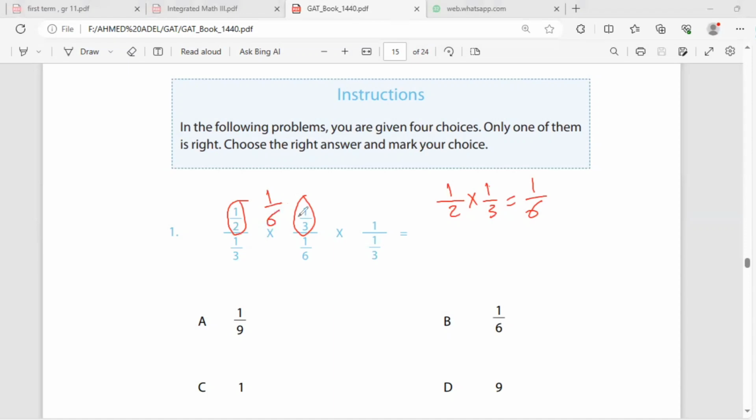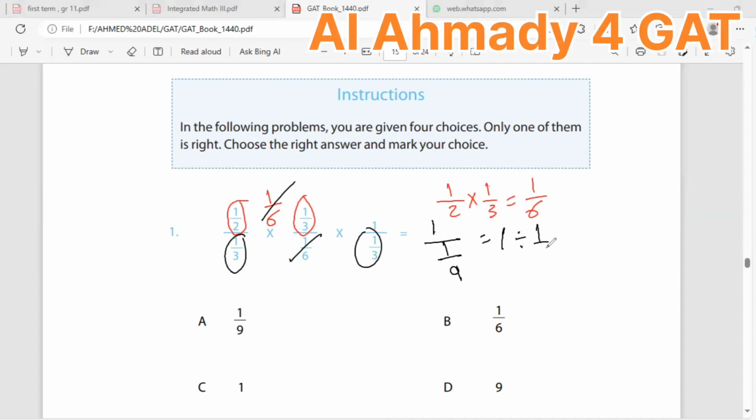We can simplify 1 over 6 with this 1, the denominator. So the numerator here is going to be 1 over a third times a third. It's going to be 1 over 9. How to divide 1 by 9? Keep, change, flip. We keep 1, convert divide to multiply, and flip. Find the reciprocal of 9. 1 over 9 is going to be 9 over 1. So the answer here will be 9.